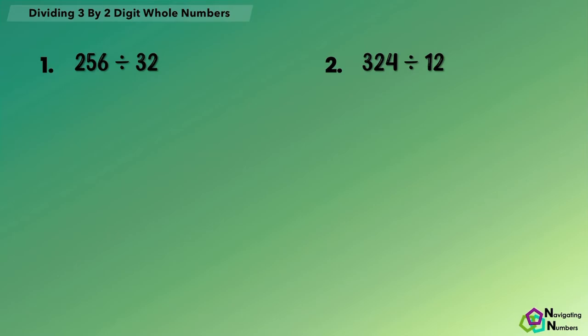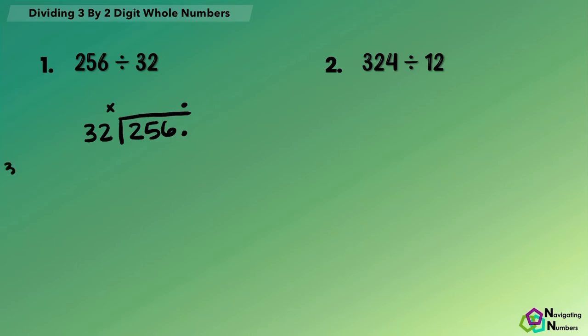Here, number 1, we have 256 divided by 32. Here, my dividend is 256, and I'm dividing by 32, so my divisor is 32. So here, we need the multiples of 32. I'm going to write them off on the side, so you can calculate these on your own, and then once you have all the multiples, you can start dividing. This makes it easier and quicker to actually get your result.